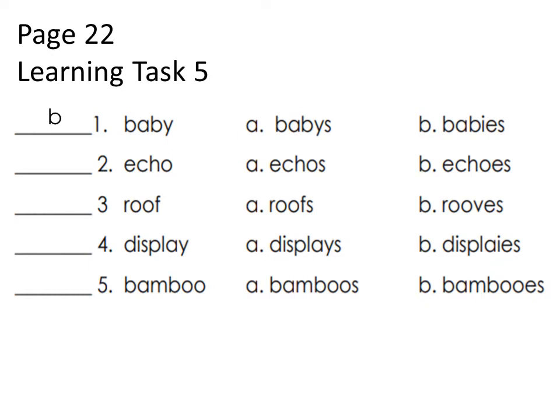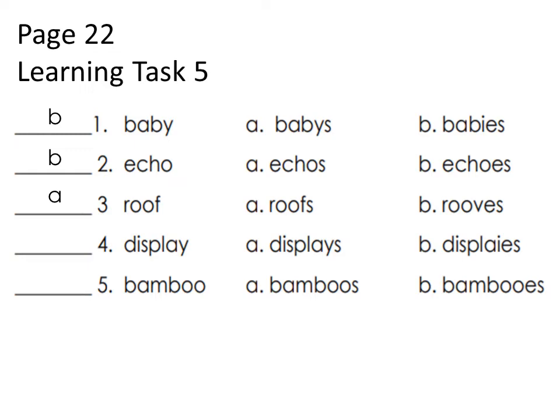Look at the spellings. Number 2, echo. Is it A, echoes, or B, echoes? Number 3, roof. Is it letter A, roofs, or B, roofs? Number 4, display. Is it letter A, displays, or B, displays? Number 5, bamboo. Letter A, bamboos, or B, bamboos?